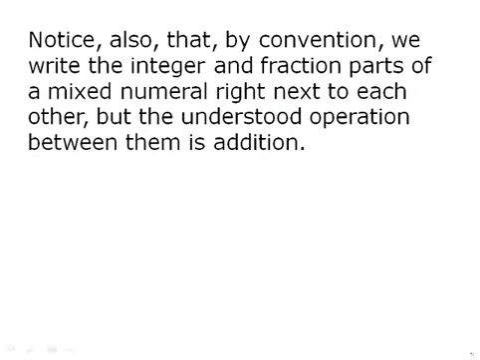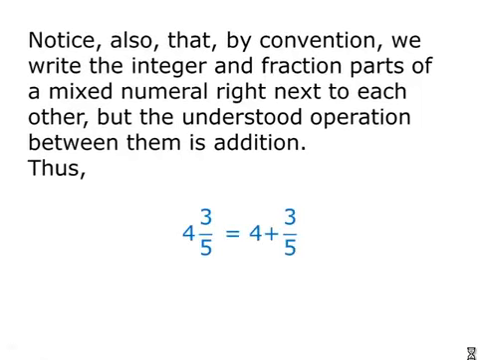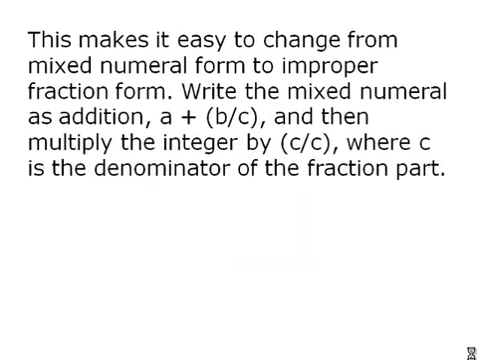Also notice that by convention, we write the integer and the fraction parts of a mixed numeral right next to each other, but the understood operation between them is addition. So when we write 4 3/5, we don't have to write it, but what that actually means is 4 plus 3/5. This makes it easy to change from a mixed numeral to improper fraction form.